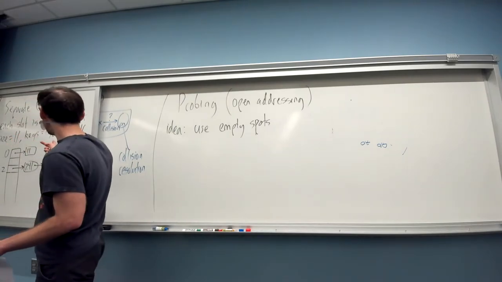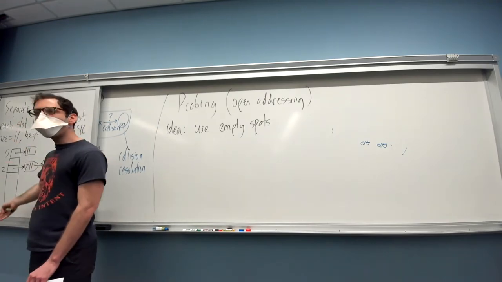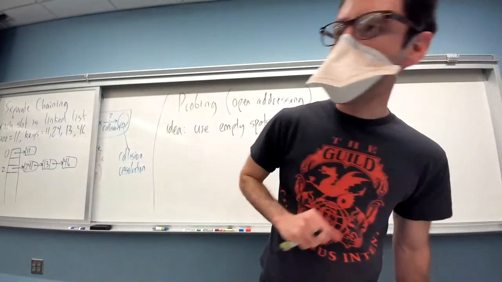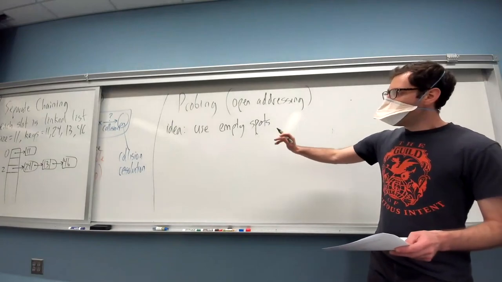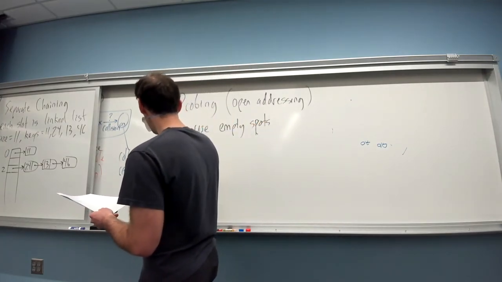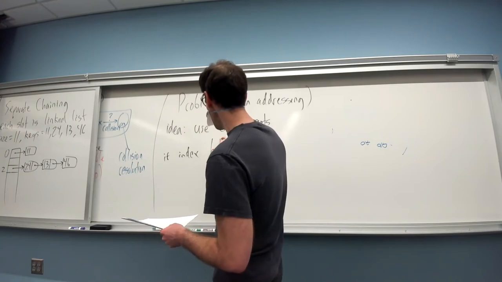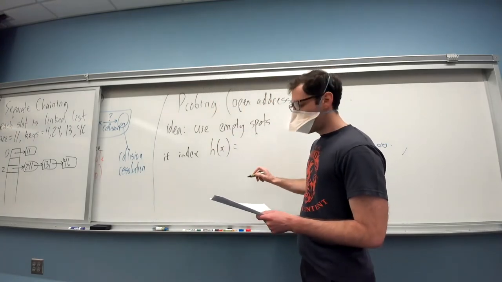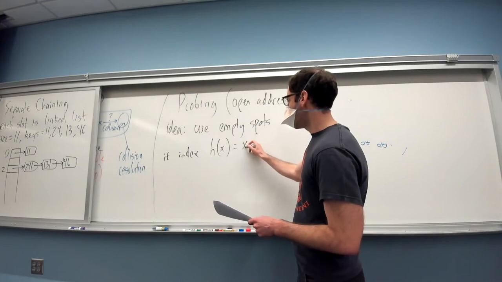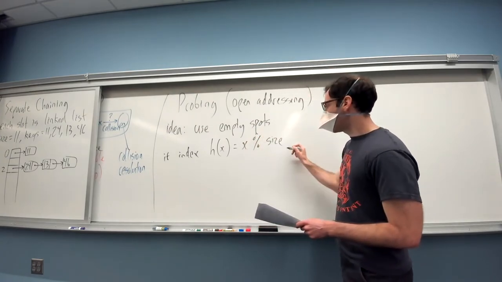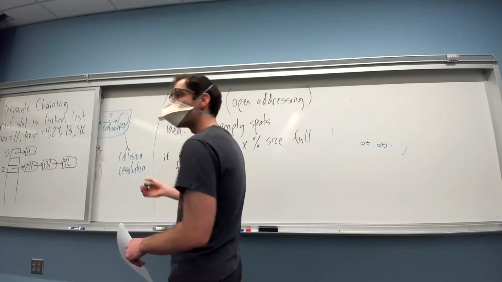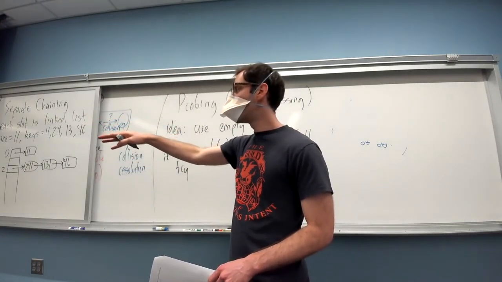Because if we have a table of size 11, and we're inserting these four keys, well, we definitely have space somewhere in the table for these four keys, because the table is size 11 and we only have four keys. So one way that we might use empty spots is, say, if the index hash of the key is x mod size, if this is full, we'll just try the next spot in the hash table.